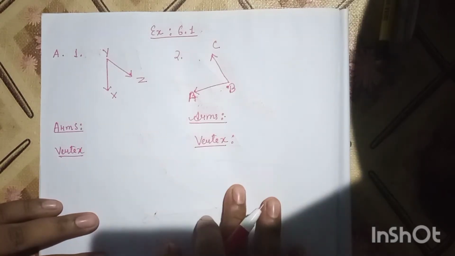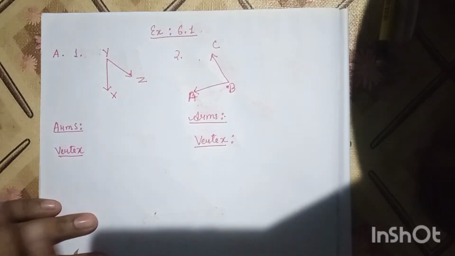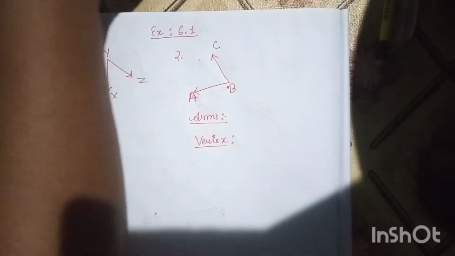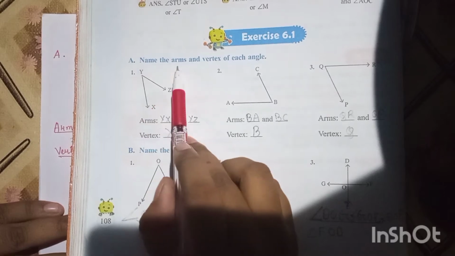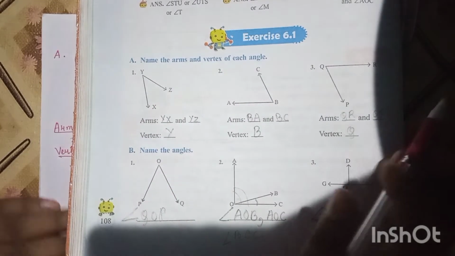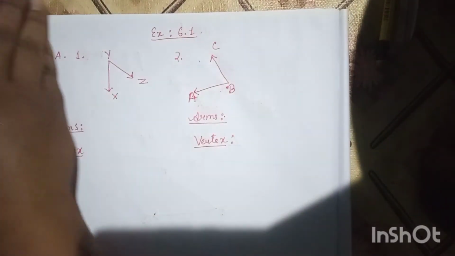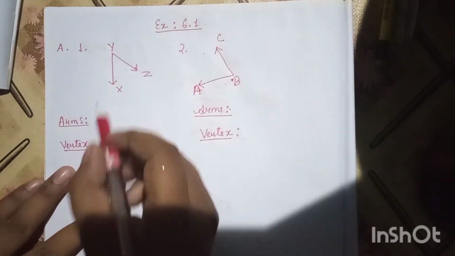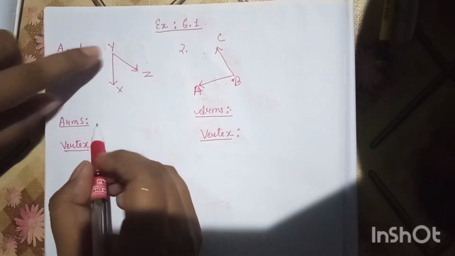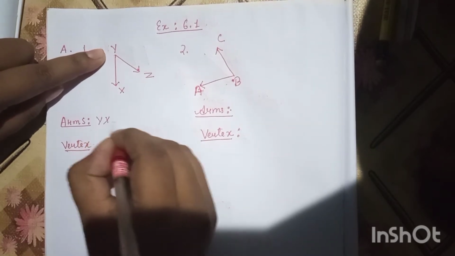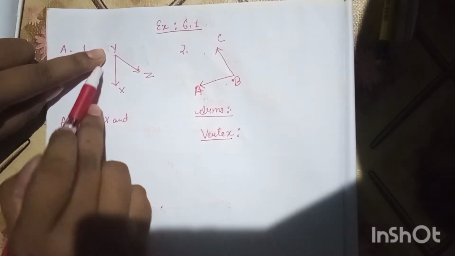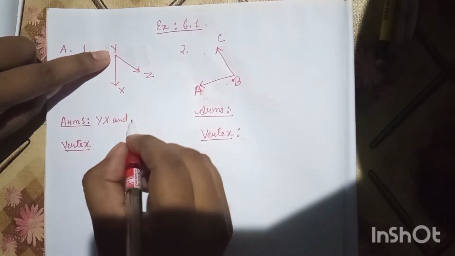Now let us solve exercise 6.1. Your first question is: name the arms and vertex of each angle. So let us do it. You can see here in the first figure, one arm is YX and the other arm is YZ.